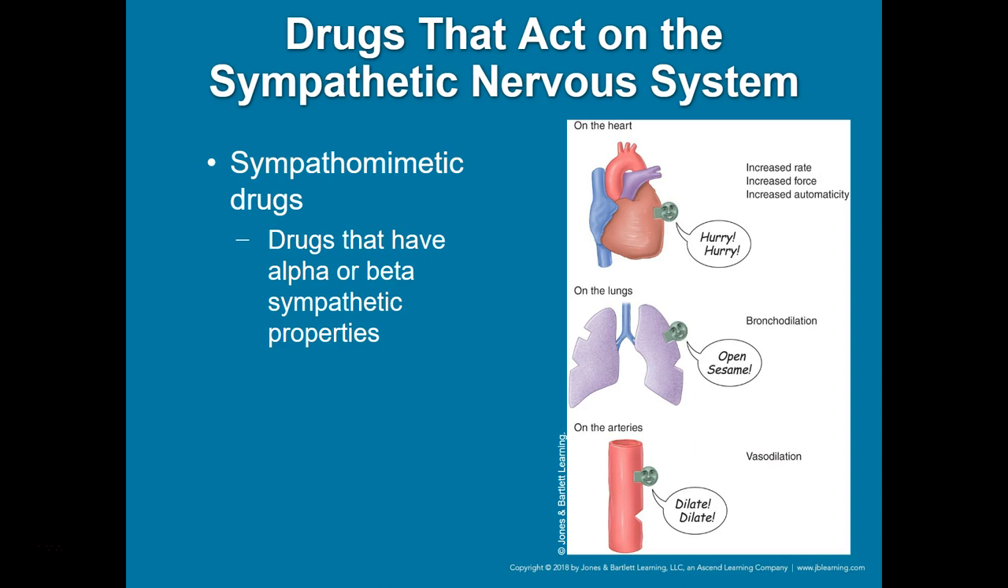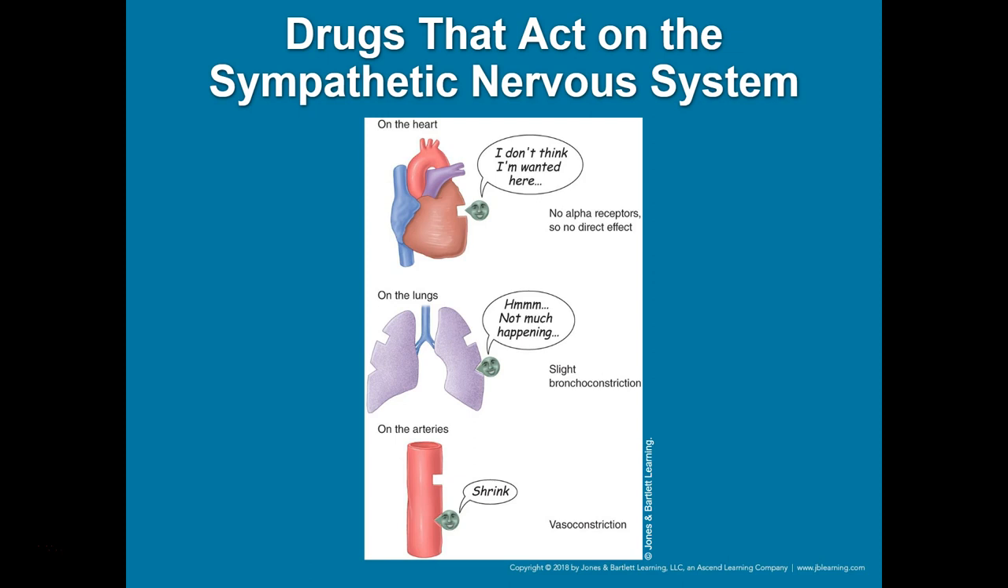Sympathomimetic drugs are ones that are going to stimulate that sympathetic nervous system, fight or flight. They have alpha or beta sympathetic properties, depending on what it is exactly. Might be epi, norepi, dopamine. But they're all going to affect alpha and beta in the heart and lungs. I like the little examples here. Whereas the little alpha guy comes into the heart, says, I don't think I'm wanted here because there's no alpha receptors on the heart.